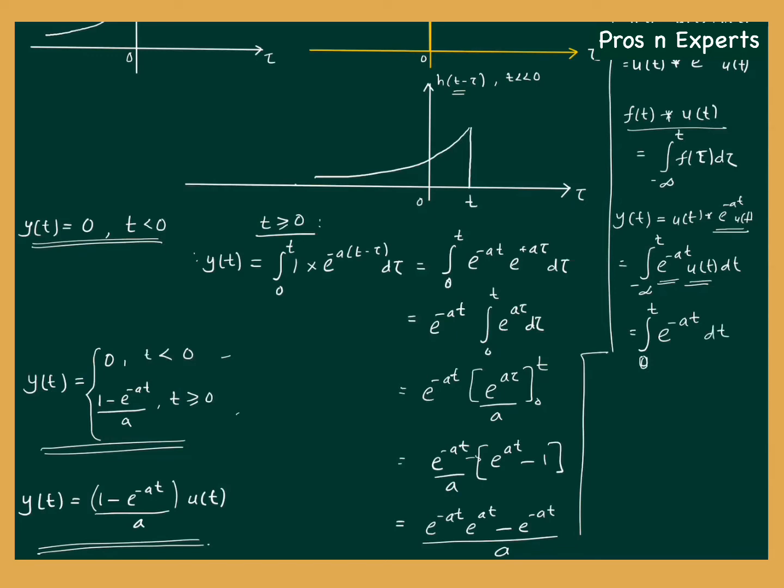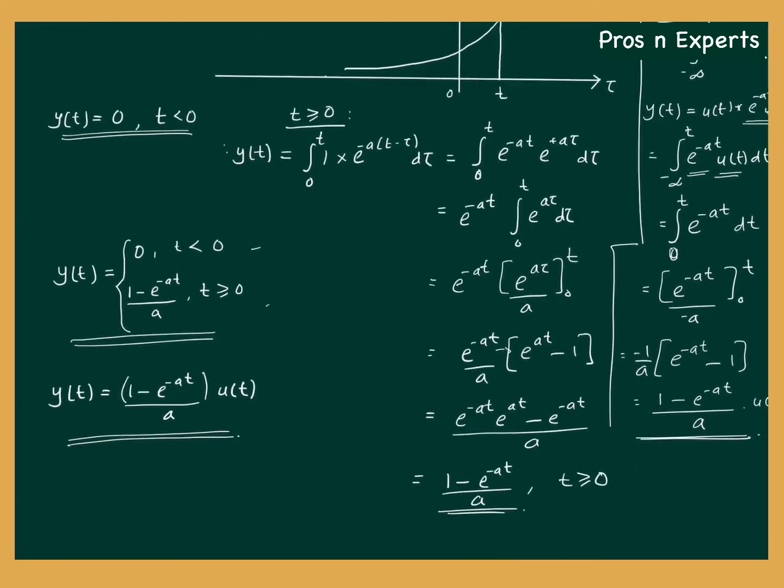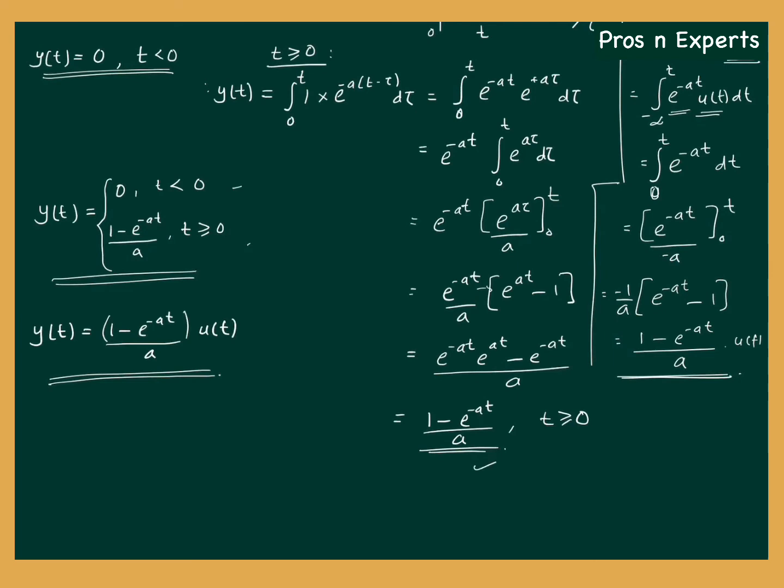Okay, the integral of e raised to minus at dt is equal to e raised to minus at by minus a within the limits 0 to t, that is minus 1 by a into e raised to minus at minus e raised to 0, which is 1. So this is 1 minus e raised to minus at by a into u of t. Okay, this is the same result we have obtained by the long method. This is the same result, right?